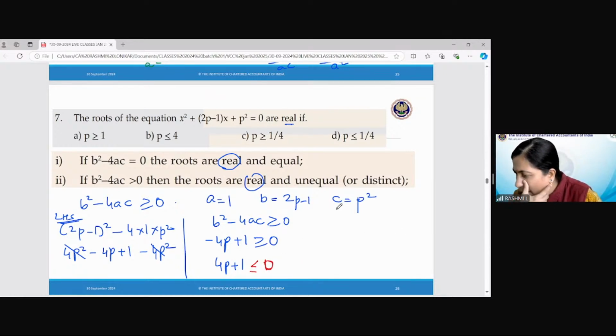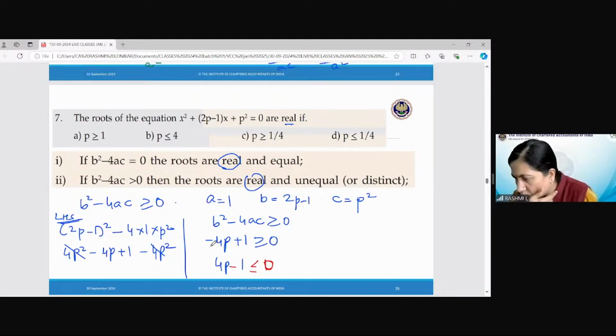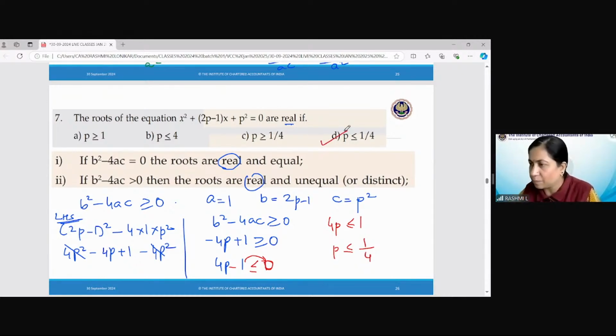So what do I have now? 4p minus 1. I am multiplying this by minus 1, so minus 4p becomes plus 4p, plus 1 becomes minus 1. So I will have 4p minus 1 less than or equal to 0. I take this minus 1 to the other side, it becomes plus 1, so 4p is less than or equal to 1. So p is less than or equal to 1 by 4. So D is the answer.